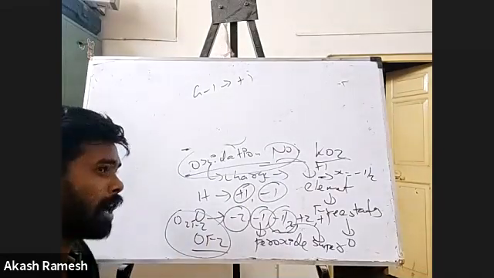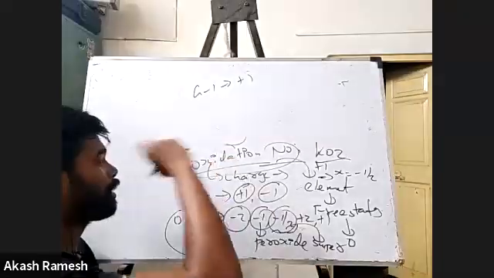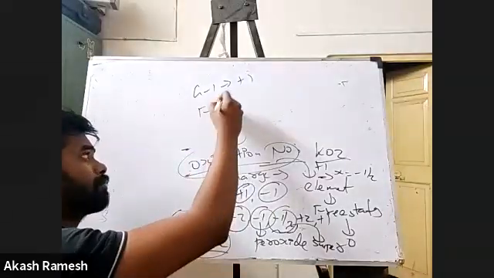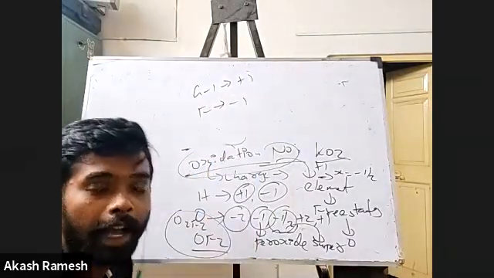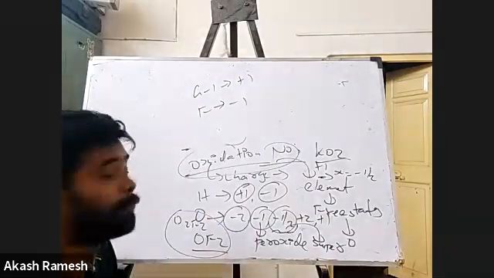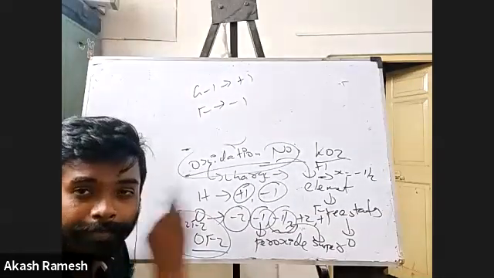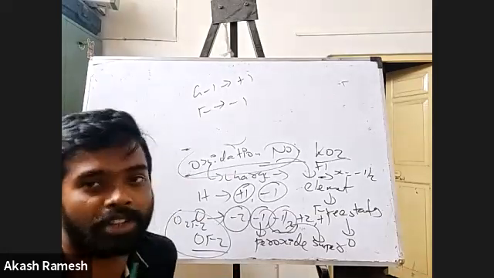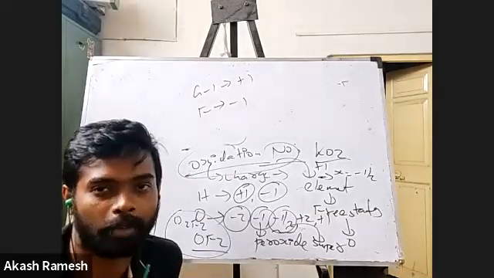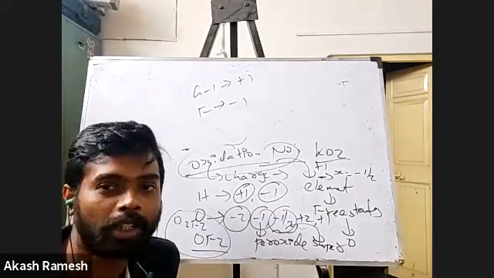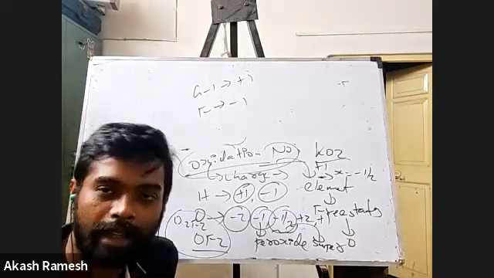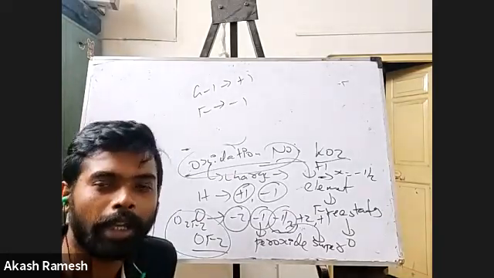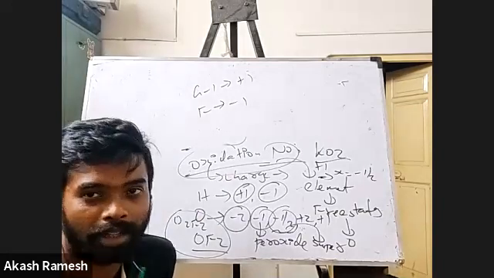Now, for fluorine alone, as I told you, fluorine will always have only -1 as the oxidation number. No other value is possible. So these are the constant things you have to know. Other than that, you really have to calculate the oxidation numbers.